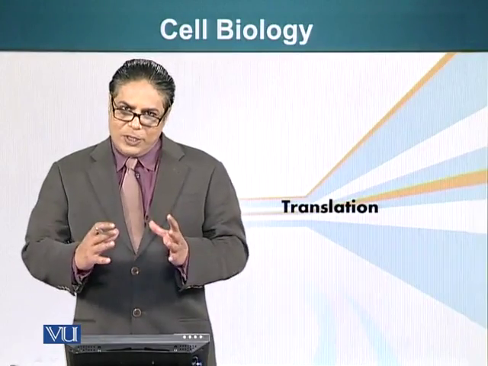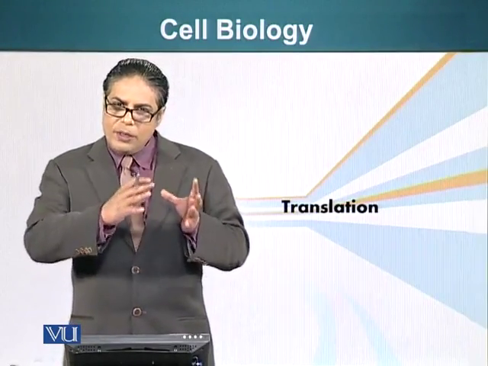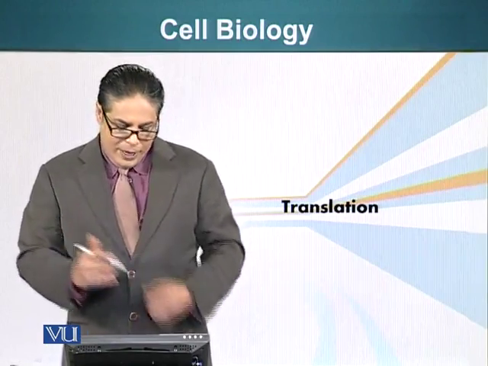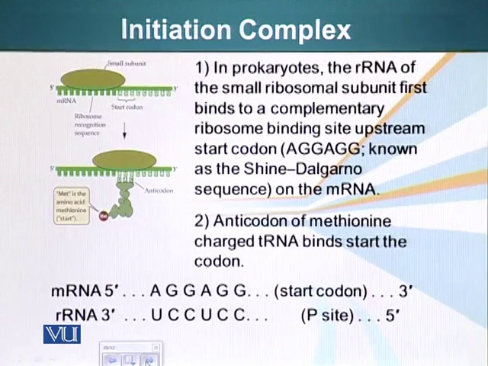Now let's look at the process of translation, how the language of nucleotides is converted or translated into the language of amino acids. We have seen the structure of ribosomes. In prokaryotes, the ribosomal RNA of the small ribosomal subunit first binds to a complementary ribosome binding site upstream of the start codon. What I mean by that is the small subunit will bind the messenger RNA.